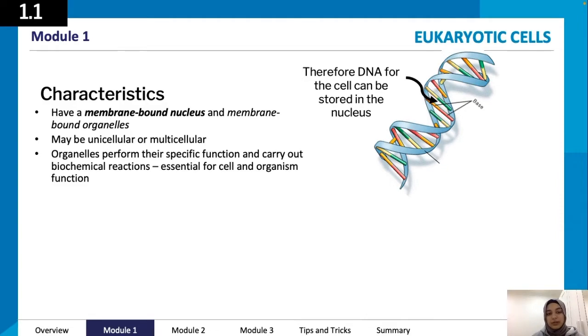So organelles perform their specific function and carry out biochemical reactions essential for cell and organism function. Right, so it's important to take that into consideration when we are talking about eukaryotic cells. So this idea that they have specific functions, they carry out those biochemical reactions, and they're essential. Therefore, DNA for the cell can be stored in the nucleus. Okay, so that is the idea of a eukaryotic cell.